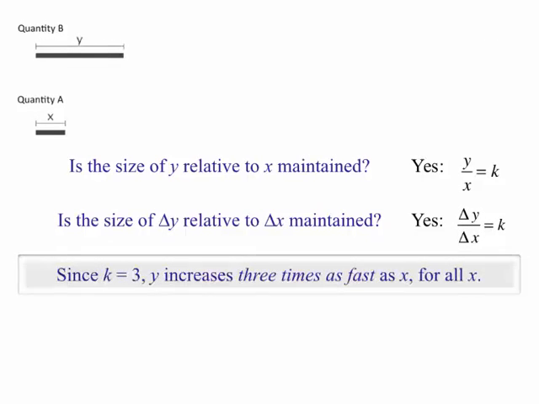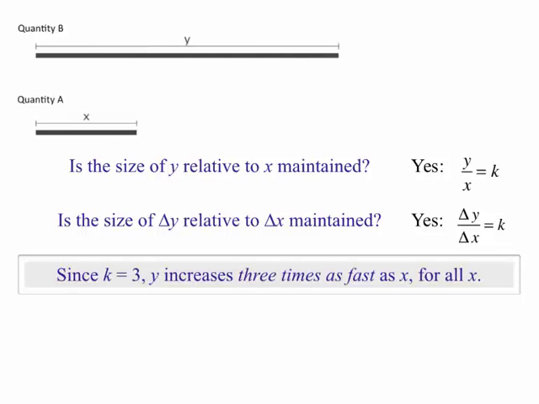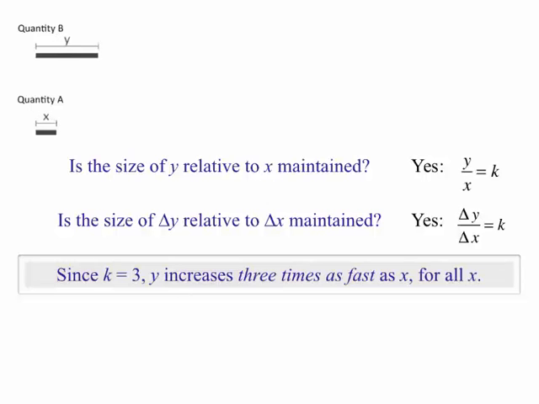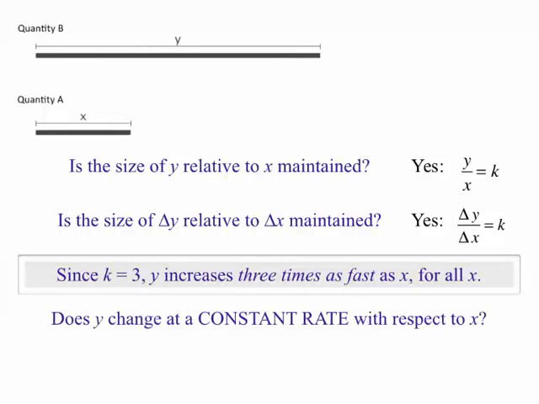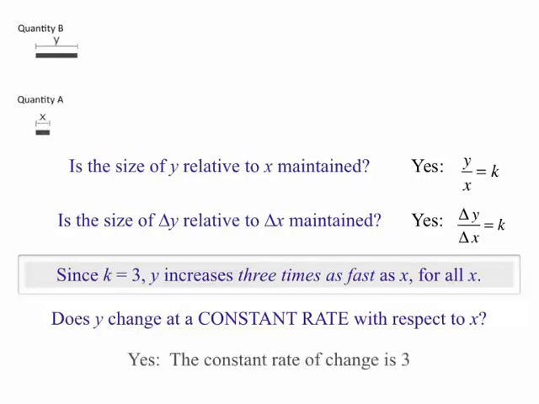Okay? K is 3. And so therefore y increases 3 times as fast as x for all x. Would you buy that? K is 3. This ratio of y to x or delta y to delta x is 3. And so y is increasing 3 times as fast as x for all x. So question, does y change at a constant rate with respect to x? And the constant rate is 3. Easy, right?